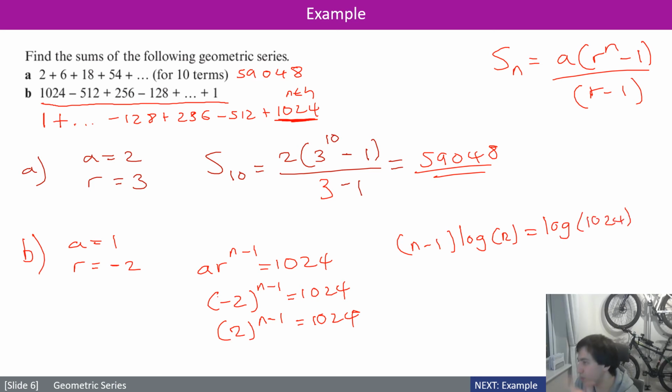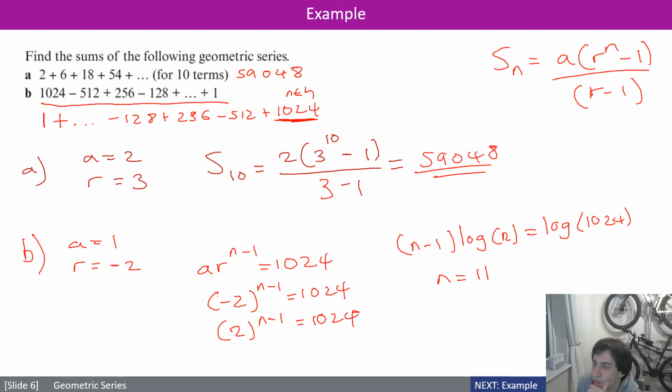And at this point, I'll let you finish it off. You can then divide the logs, add one. You will end up with n equals 11 in this case. Okay, or if you don't like that method, for the simpler cases, it's fine for you to use a bit of intuition, as long as you've double-checked that it works. So we've got n is 11, and now we need the sum.